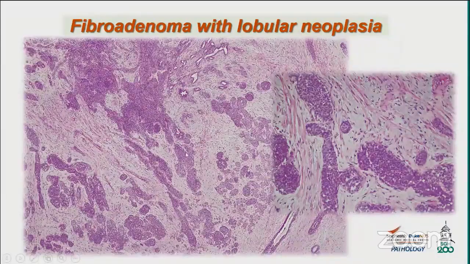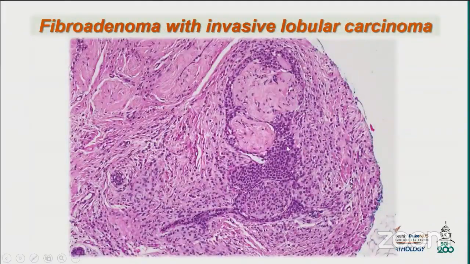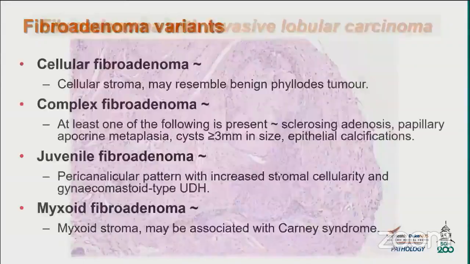Lobular neoplasia can also be observed in the body of the fibroadenoma, as represented by these rounded uniform cells with discohesion occupying the epithelial compartment. A fibroadenoma with invasive lobular carcinoma, seen as strands of pearl-like cells within the stroma, accompanied by lobular neoplasia as well.